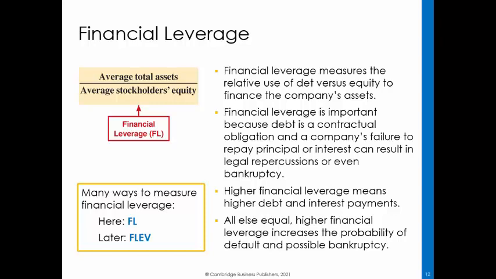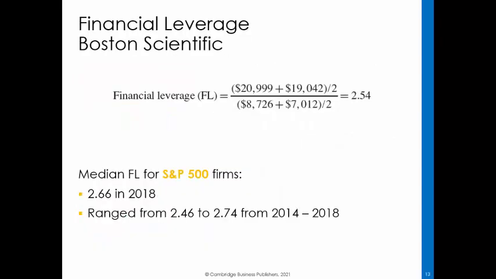As financial leverage increases, so does the level of debt payments, which, all else being equal, increases the probability of default and possible bankruptcy. This slide shows the financial leverage of 2.54 for Boston Scientific in 2018. The median financial leverage for the S&P 500 firms for 2018 was 2.66, and the median ranged from 2.46 to 2.74 from 2014 to 2018. Comparing a company with a measure such as the S&P 500 firms allows for context in interpreting ratios.